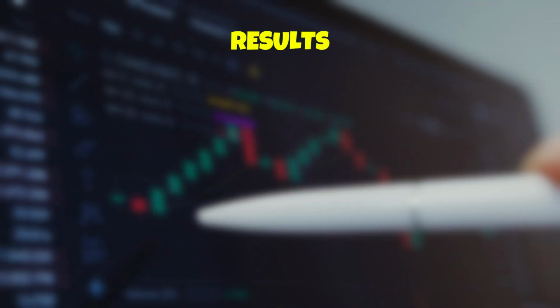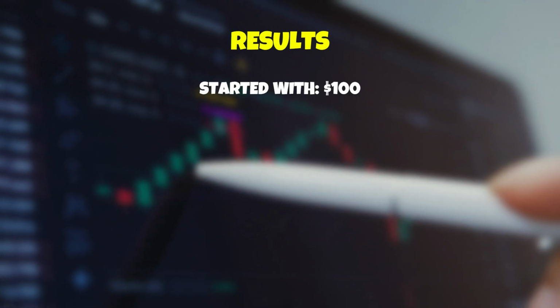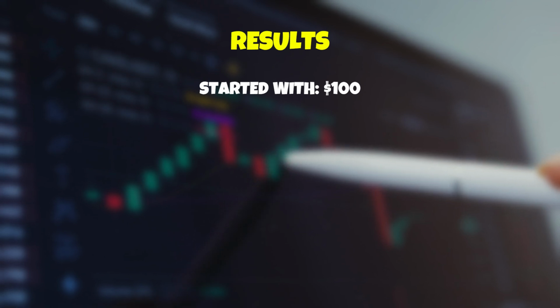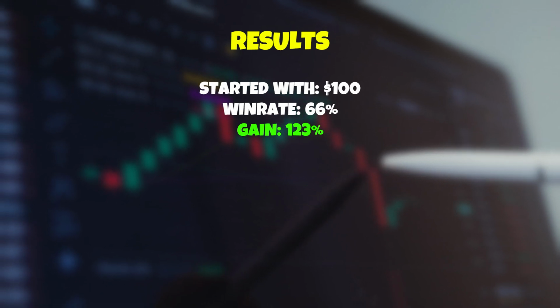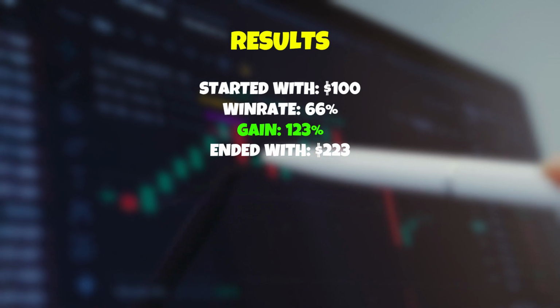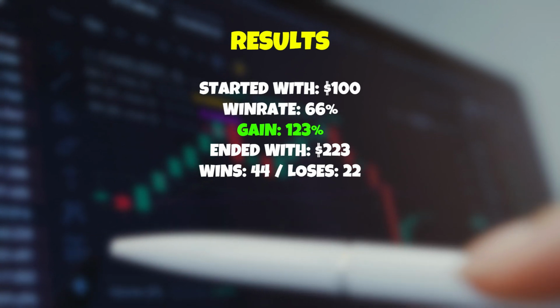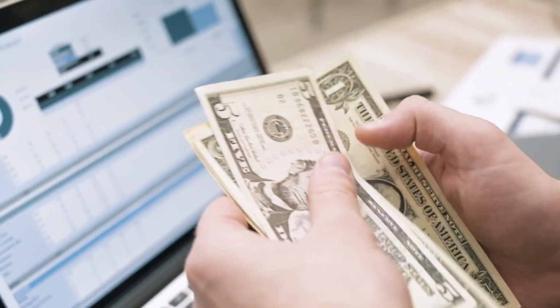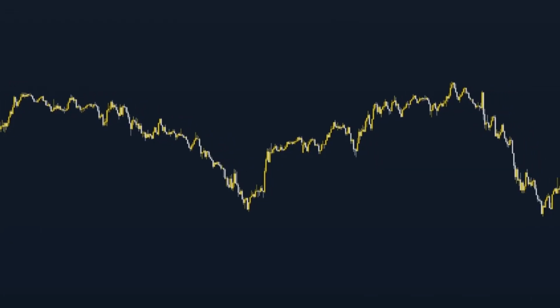And here are the final results for an entire month using UT bot alerts and the linear regression candles. You can see we started with $100 on the account, and with just over a 66% win rate, we made 123% profit on the account, taking us all the way up to $223. We had 2 times more wins than losses, with 44 wins and 22 losses, and our best trade for the whole month was a 10.59 risk to reward ratio. That is absolutely impressive, and any strategy that can make trades like that is definitely a winner in my books.